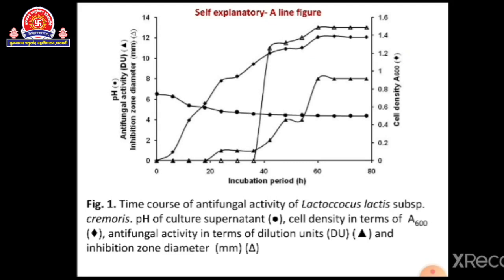The reason behind that is we have several parameters to be displayed on a single figure. You can see that on the y1 axis, there are 3 parameters: pH, antifungal activity, and inhibition zone diameter. So there are several lines, so the reader may get confused. In order to make it easier, you can see that there are several legends like dots, triangles, hollow triangles, and filled triangles. You can see that there are circles, filled circles.